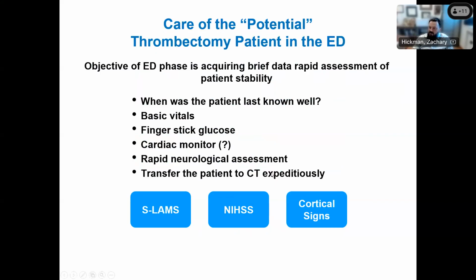So we can see if there's an LVO and calculate their ASPECTS, and if it's been more than 6 hours, we also want to get a CT perfusion. Some of the things we want to calculate: usually one is the SLAM score. Usually that has been calculated by EMS before they get to us, but we want to make sure we know what this is. It stands for speech and the LA motor scale, and there's another slide that goes over that a little bit, then the NIH stroke scale, and then cortical signs as well.